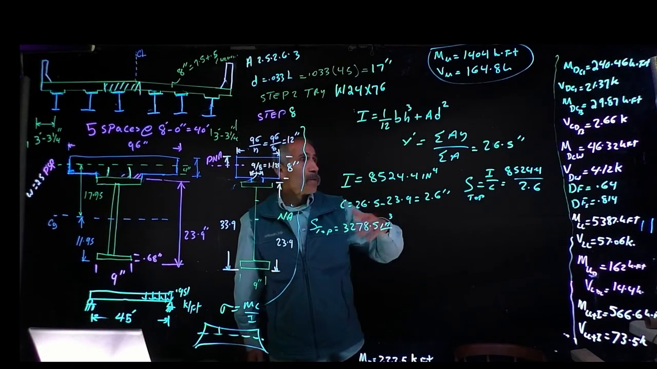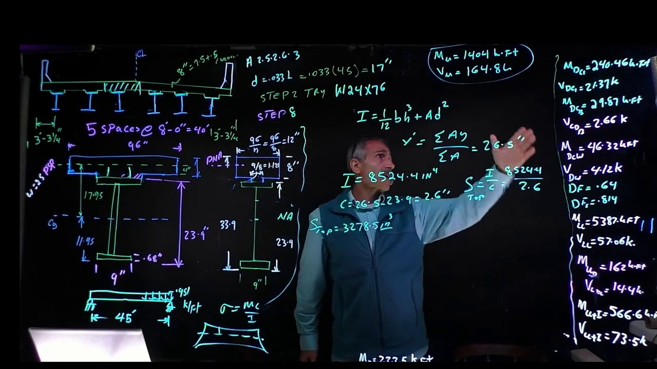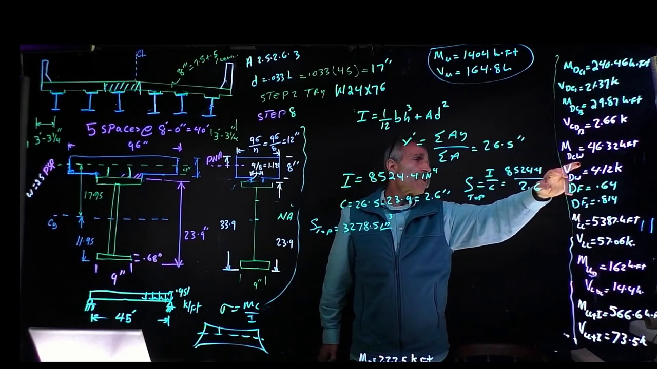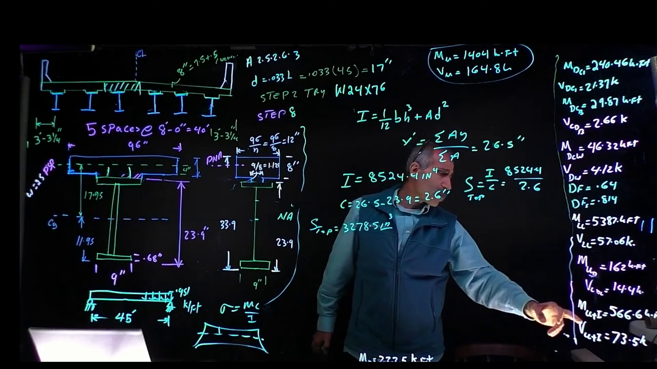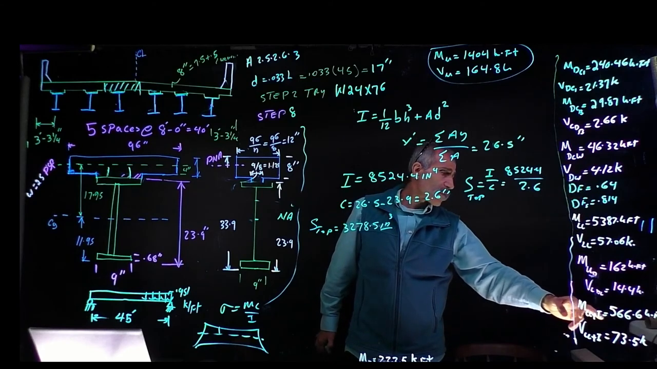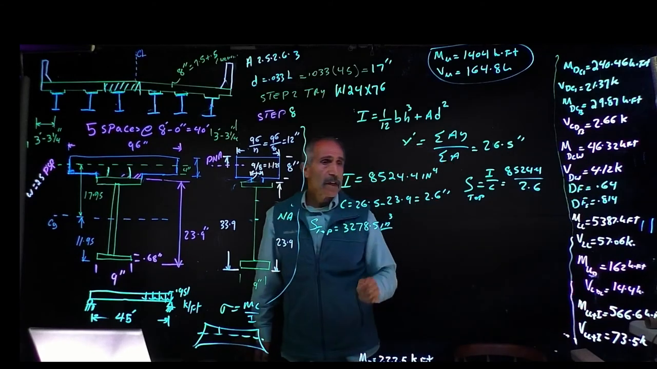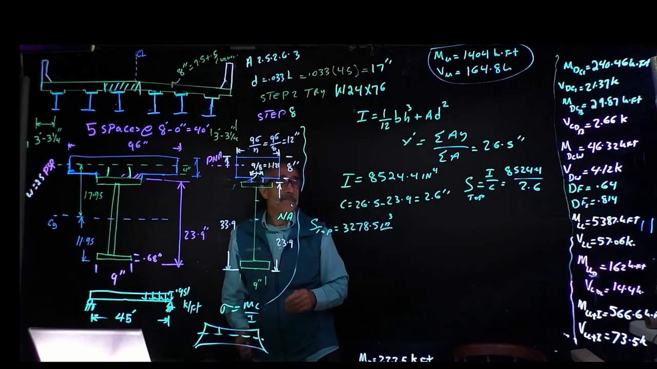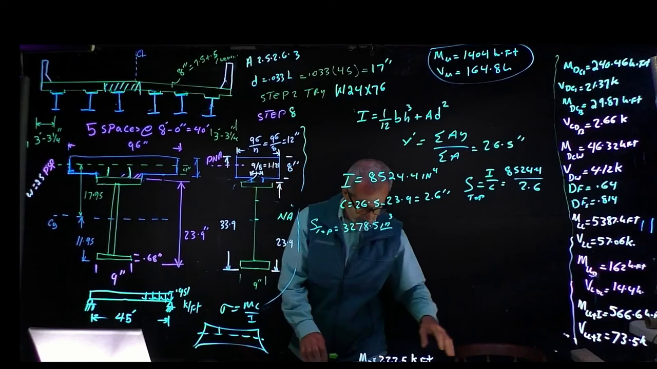And remember, we calculated all this stuff. We calculated the moment due to DC was 240, due to wear and surface was 46, and the total moment for live load was 566. So we're going to go ahead and calculate the stress on top of the flange. And I have all this information. Let me clear this out.